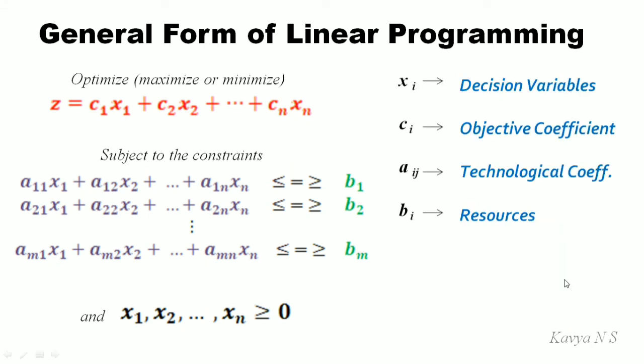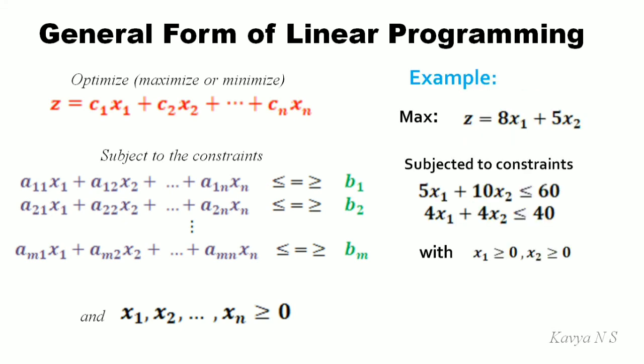Now identify the decision variables, objective coefficients, technological coefficients and resources in this example. As you can see here, x1 and x2 are decision variables. 8 and 5 are objective coefficients corresponding to x1 and x2. 5, 10, 4 and this 4 are technological coefficients and 60 and 40 are resources.